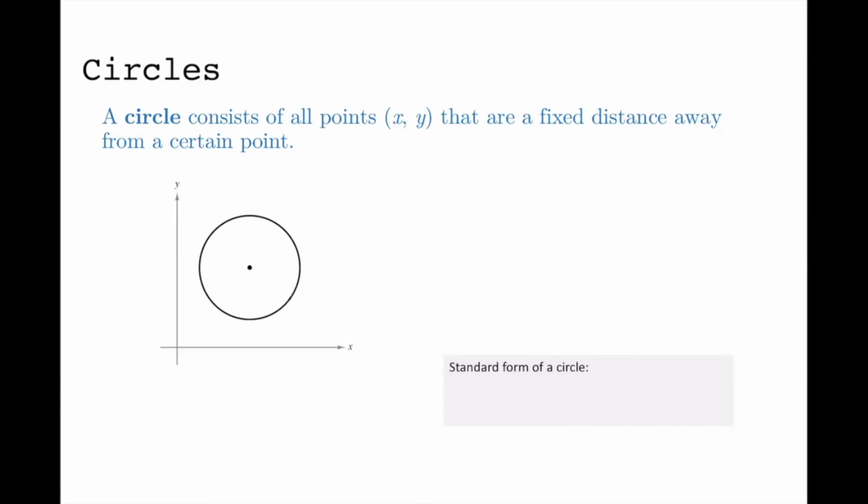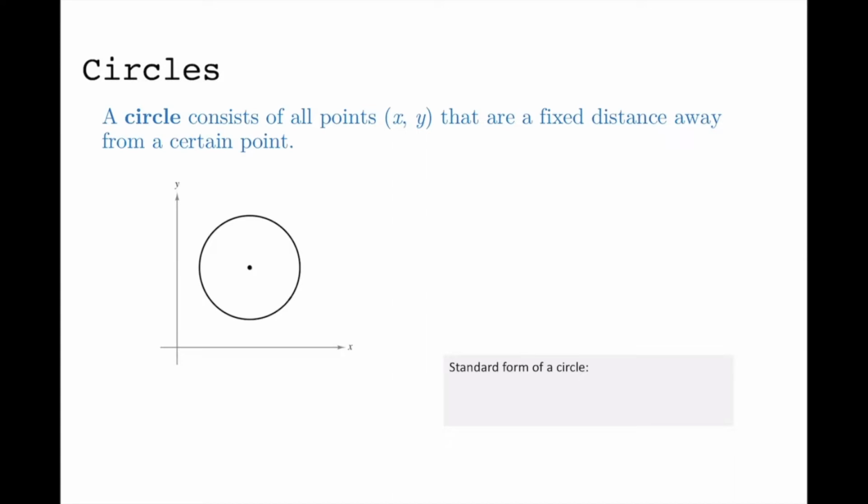Now let's give attention to a certain kind of equation that looks different from the other ones that we've been working with. So circles are ones that have both x and y squared. In general, they consist of all points x comma y that are a fixed distance away from a certain given point. So, some vocabulary about this to remind you of.